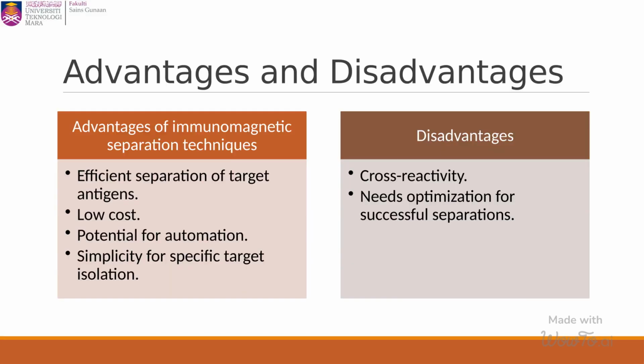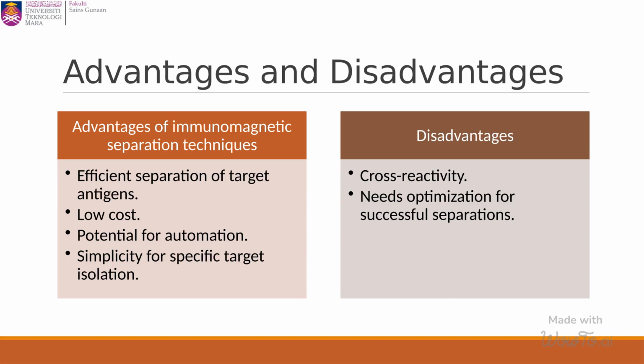Immunomagnetic separation has several advantages. It is good at separating the target substance efficiently, it's cost-effective, and it can be automated, making the process easier. It is often one of the simplest methods for isolating specific substances. However, there can be issues with the method reacting to things it shouldn't, like other similar substances. But usually, we can find ways to fix that.